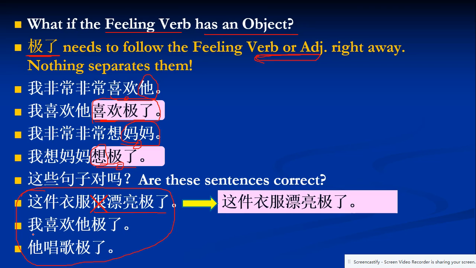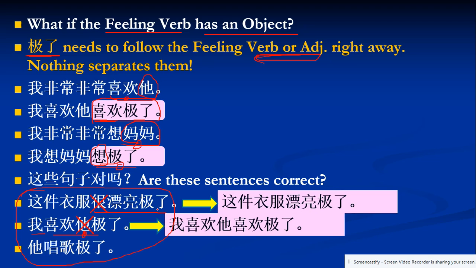How about this one? 我喜欢他. I just told you, the feeling verb, even if it comes with an object, and 极了 cannot be separated. They have to stay together. So this sentence is also not correct. 我喜欢他喜欢极了. You need to put 极了 right after this feeling verb.